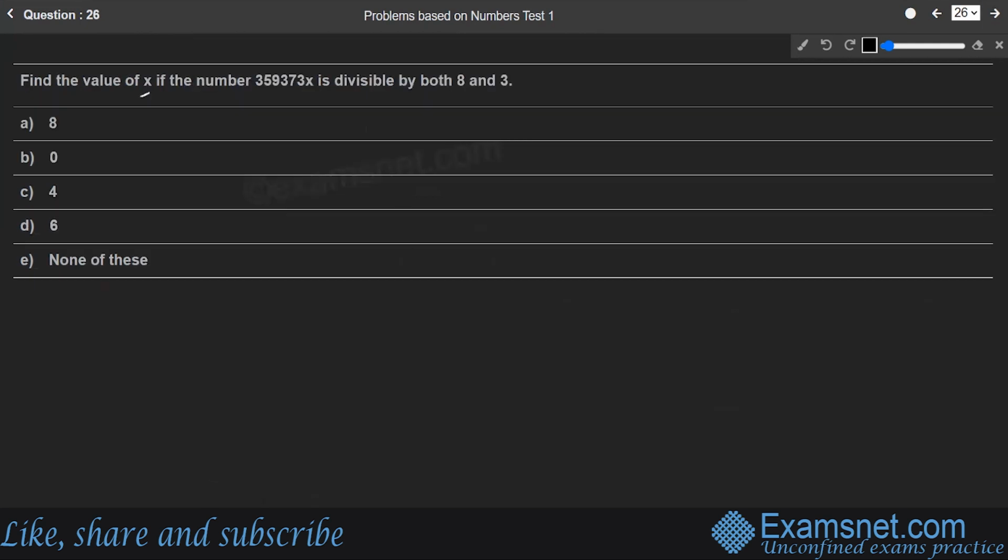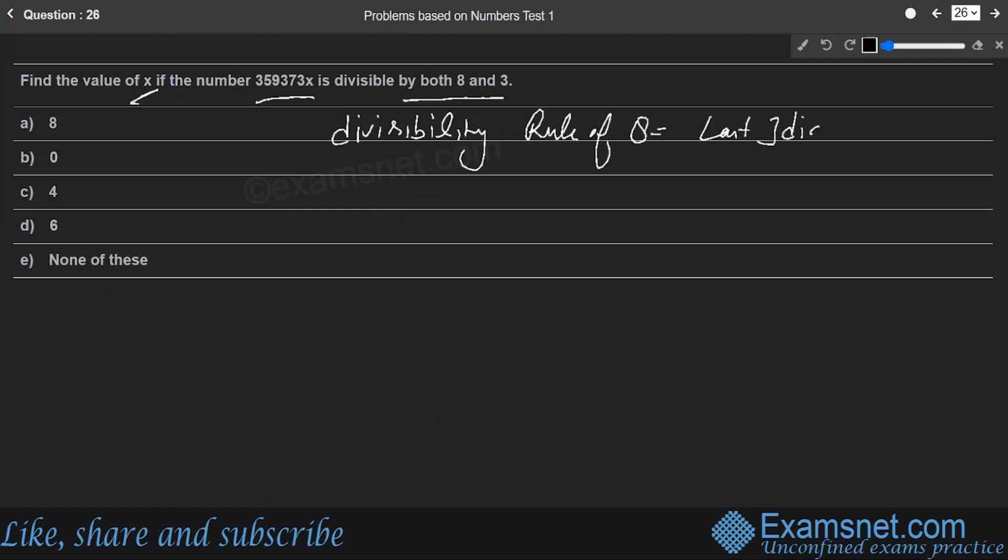Then find the value of x if the number 35937x is divisible by both 8 and 3. For doing this question, we need to know the divisibility rules of 8 and 3 both. What are the divisibility rules? Let us find out for 8. The divisibility rule of 8 is that the last three digits of the number should be divisible by 8. That is the divisibility rule of 8.